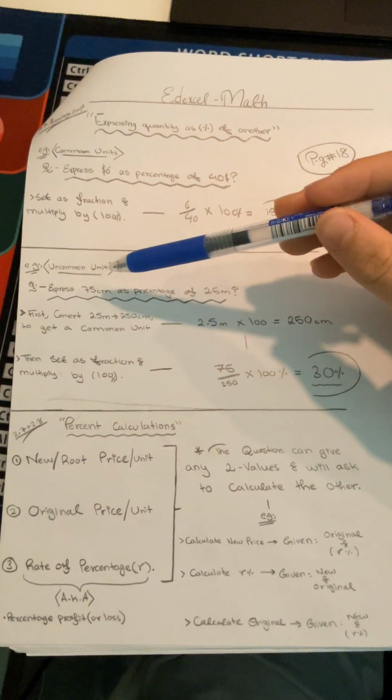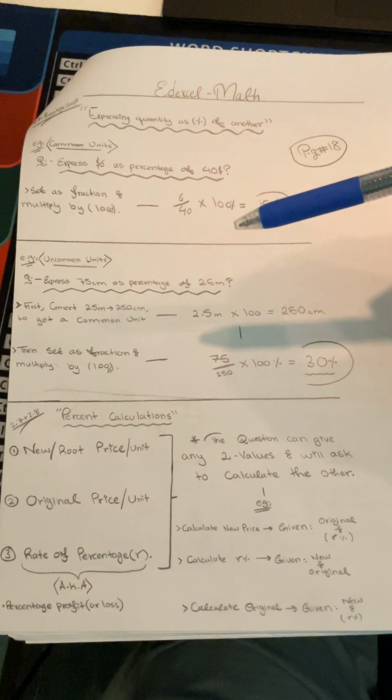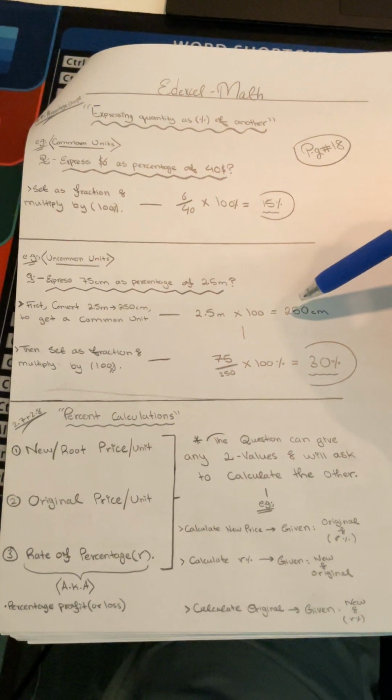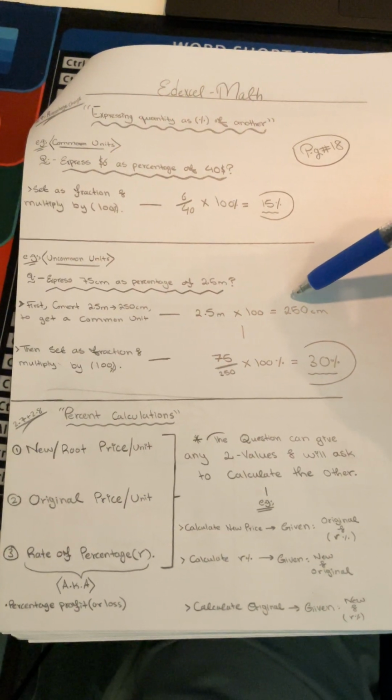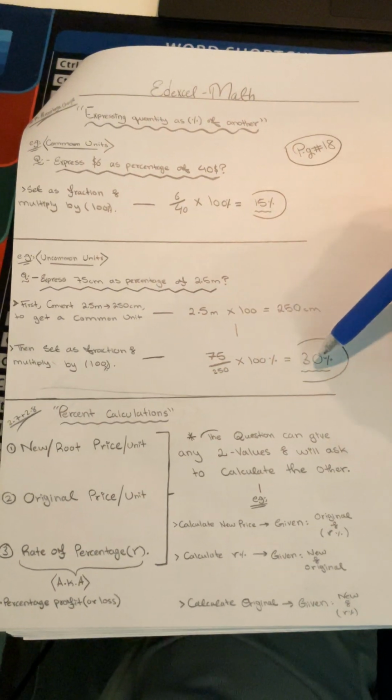Express 75 centimeters as a percentage of 2.5 meters. Remember, you always need to have the same units. So first we multiply 2.5 meters by 100 to get 250 centimeters, and then we can set up the fraction. 75 divided by 250 times 100% is 30%.